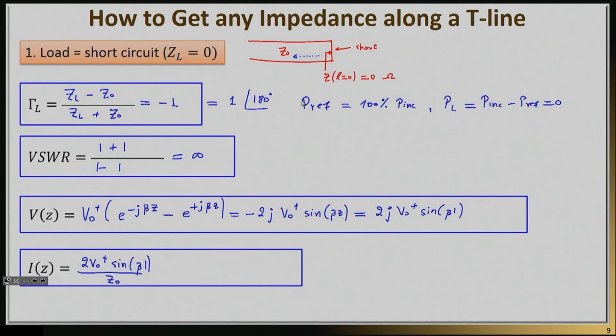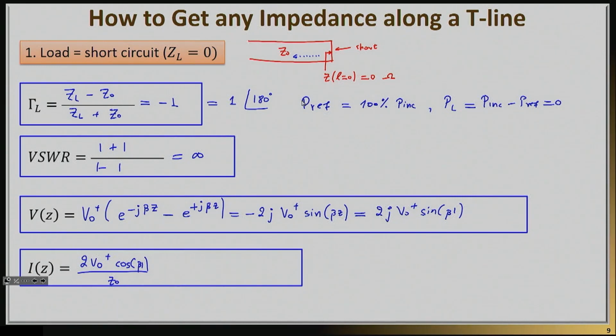Well, let me correct that. I'm applying the equation I had before for the current, so I have to be a little bit more careful here. If you do this math, it will be 2 V0 plus cosine beta L divided by Z0. Because in the current case, you will have exponential e to the -j beta z plus e to the j beta z.